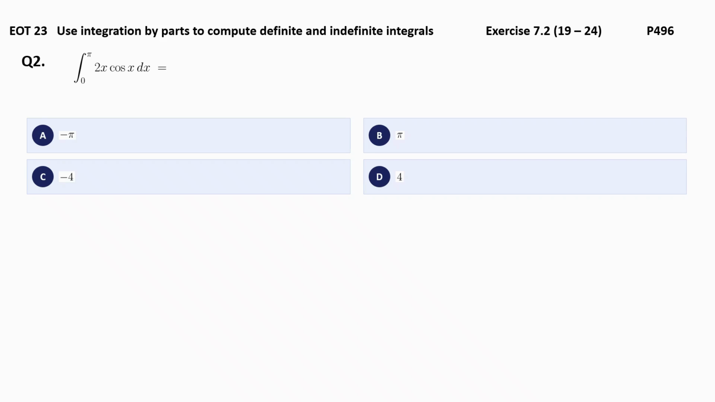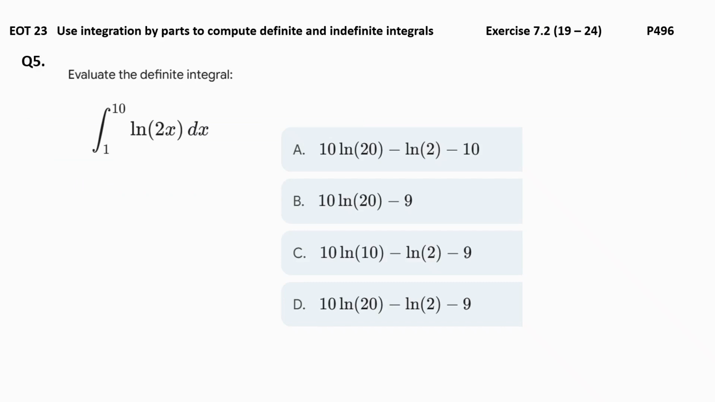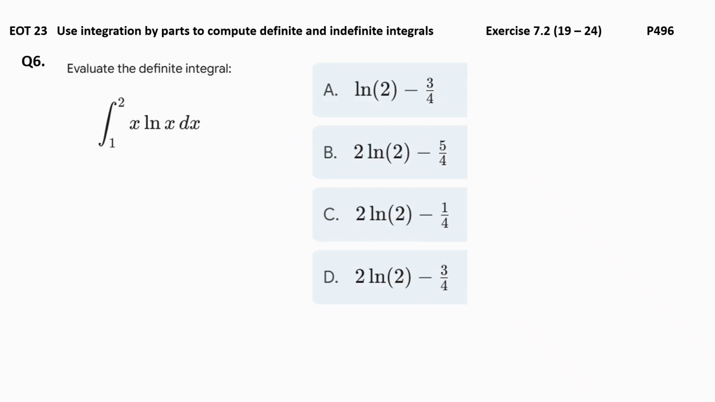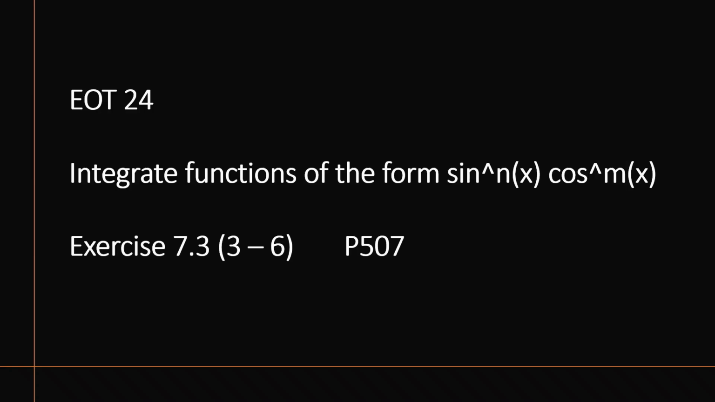Question number 2, option C. Question number 3, negative 2 by pi square, which is option D. Question number 4, it's option C, 5 e power 3 minus 2 over 27. Question number 5, it's option D. And question number 6, it's option D. That's all for EOT 23.